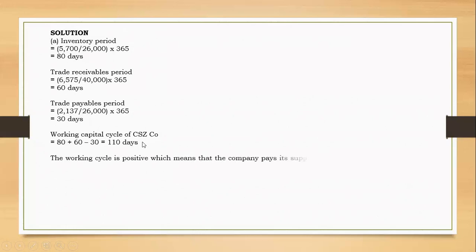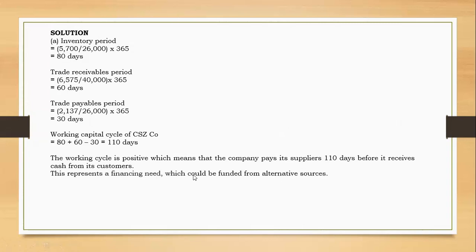This working capital, because the question asked whether the working capital cycle should be positive or negative. For our case, the working capital cycle is positive. What does it mean if it's positive? It means that the company has to pay suppliers 110 days before it receives cash from its customers. So the company has to be prepared. The company cannot solely rely on the current liabilities, right? It should also rely on the long-term sources of finance. And lastly here, we say this represents a financing need, as I just told you, which could be funded from alternative sources.